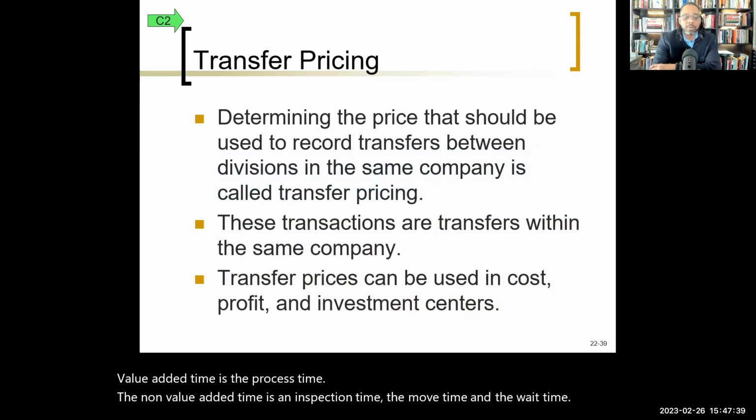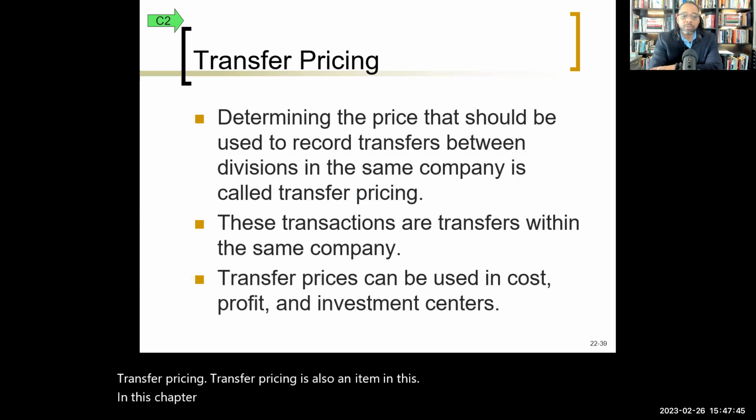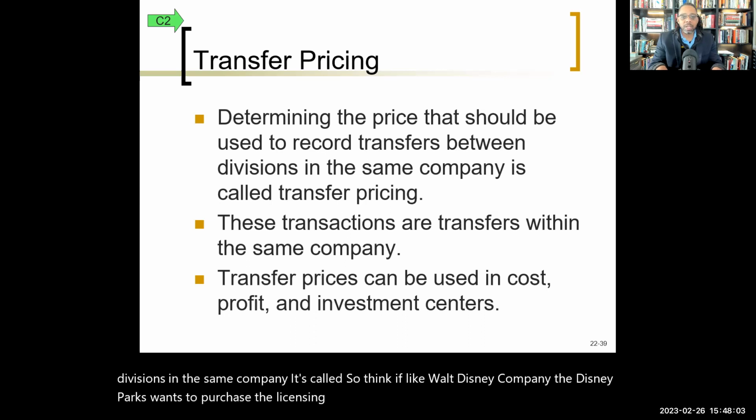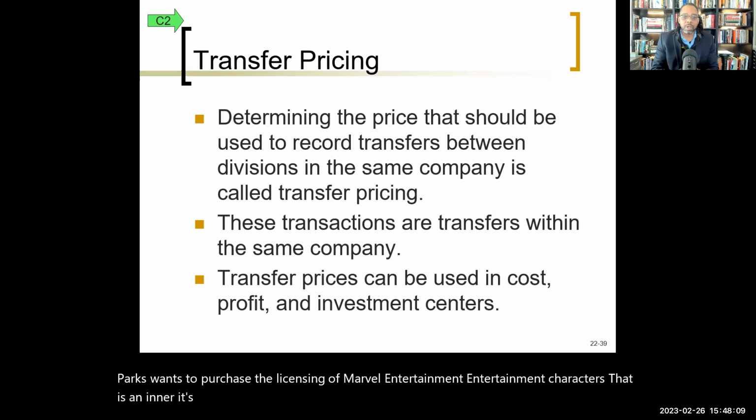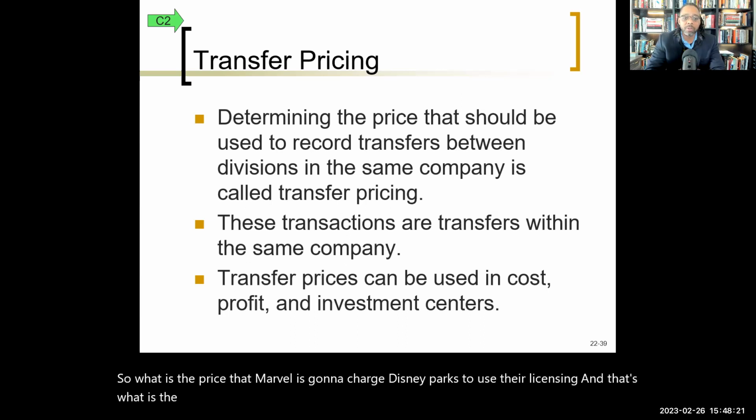Transfer pricing. Transfer pricing is also an item in this chapter. It's determining the price that should be used to record transfers between two divisions in the same company. So think of something like the Walt Disney Company. The Disney Parks wants to purchase the licensing of Marvel Entertainment characters. That is an intra-company transaction. So what is the price that Marvel is going to charge Disney Parks to use their licensing? And that's the conversation with transfer pricing.